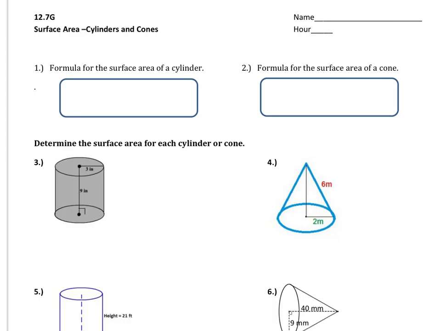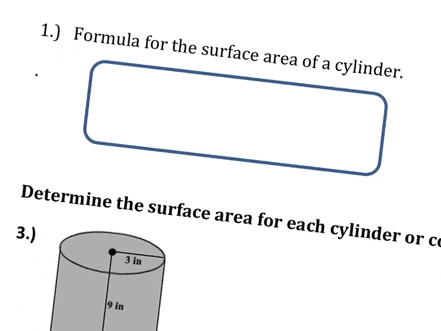Okay, this video is for 12.7G, surface area of cylinders and cones. To figure out the surface area for a cylinder and cone, you just need to know what the formulas are, know what information they're asking for, and then be able to identify that information, plug it in, and evaluate the formula. So let's talk about the formula for each of the cylinders and the cones.